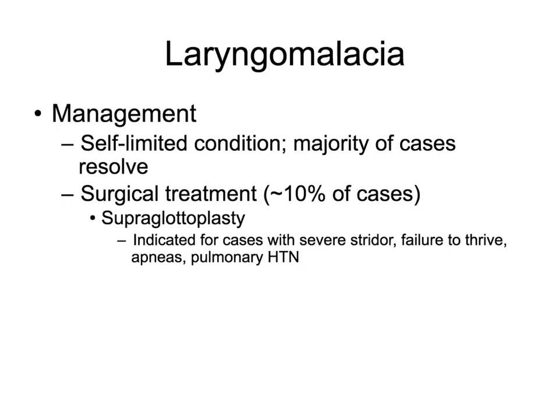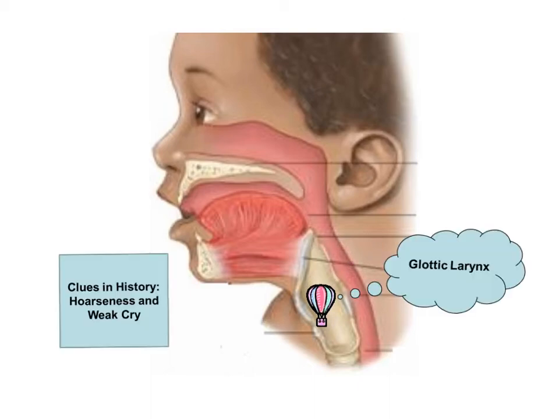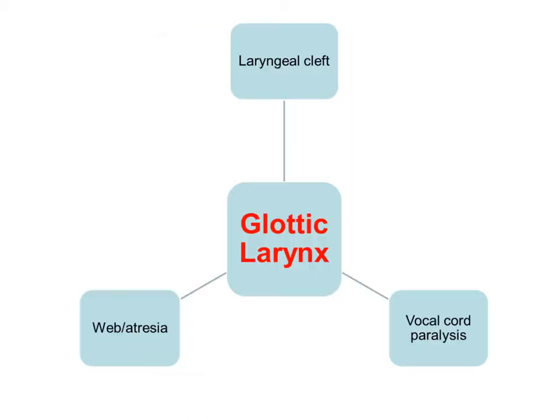Management is usually self-limited in the majority of cases and resolves as the child gets older. Rare cases require surgery. Our next stop will be the glottic larynx. Clues here include hoarseness and a weak cry. Clues here include a laryngeal cleft, a web or an atresia, or vocal cord paralysis.